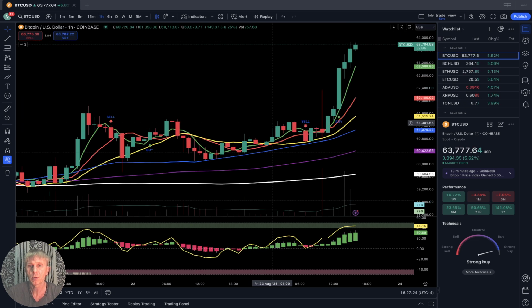4 hours time frame, huge disconnection, last bar from SMA 20, bullish trend, and you see a sign of overbought territory, bullish trend.